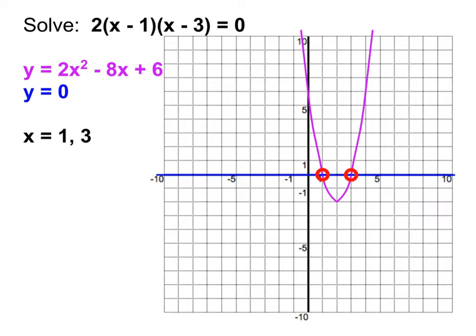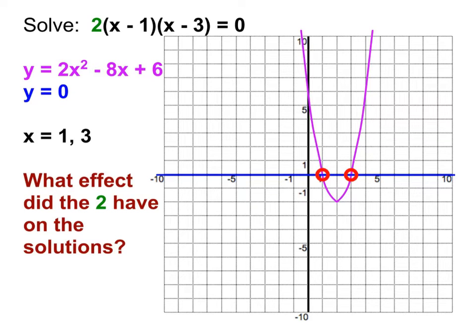All right, now that I found that though, what effect did the 2 have on the solutions? So the 2 that's in that factored form, what effect did it have on the solutions? Well, basically none, right? Because remember yesterday we did some problems like this and we saw that I just looked to see what can I plug in for x that will make that equal 0. And so that would be 1. Did I have to multiply that 1 by the 2 out here? No. Because notice, my solution was 1, not 2.